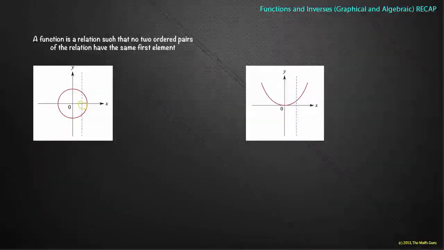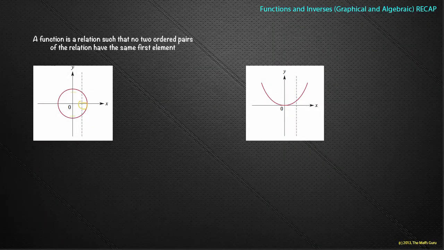So let's recap what a function is defined as. According to the textbook, it's a relation in which no two ordered pairs of the relation have the same first element. Now, an ordered pair is effectively a coordinate, and what that's saying in layman's speak is that if there is one x value, there is only one y value. So there is no repeat. They don't have simultaneous values.